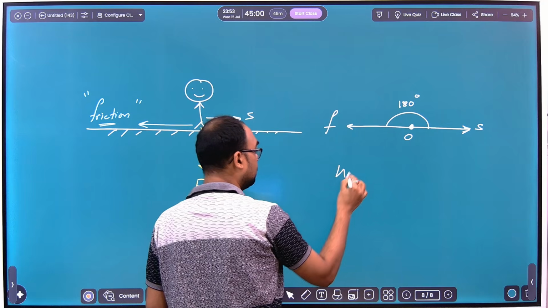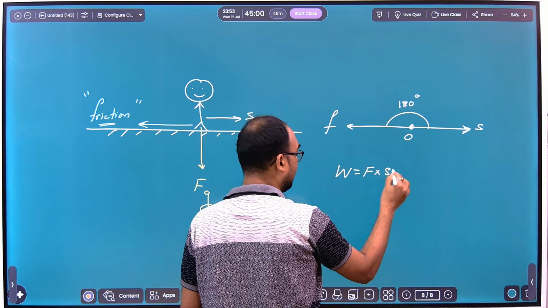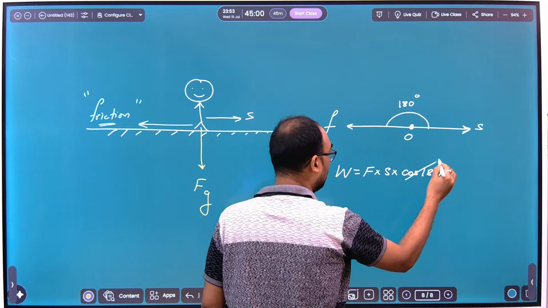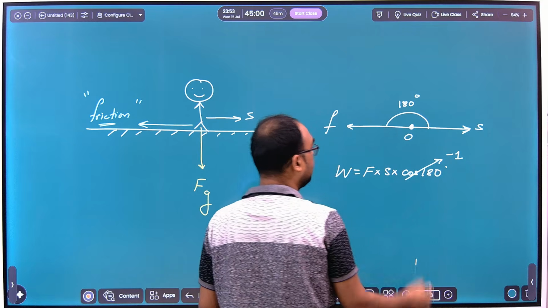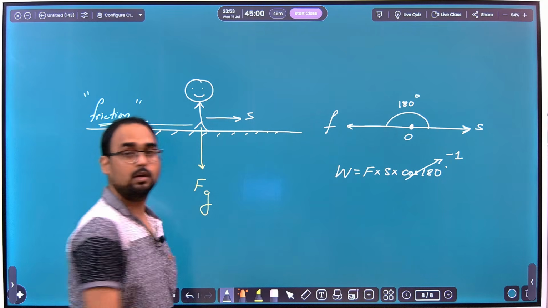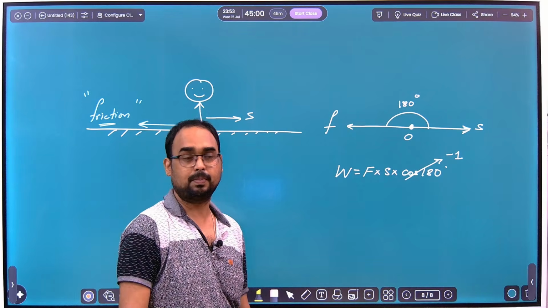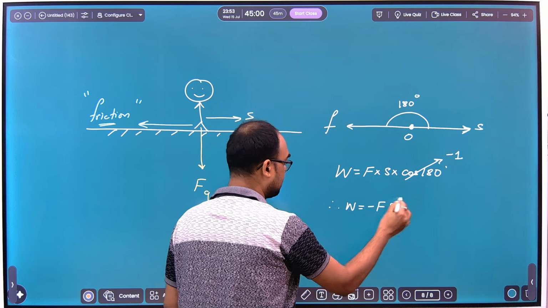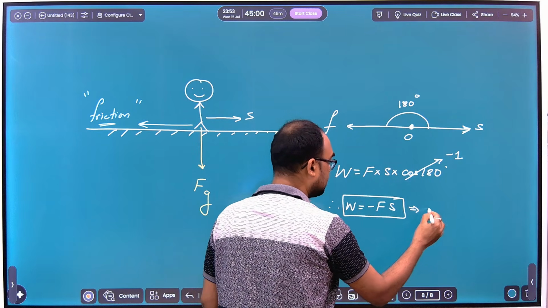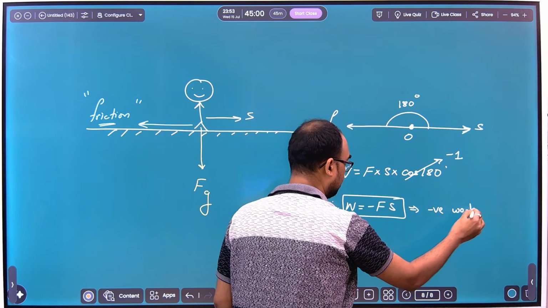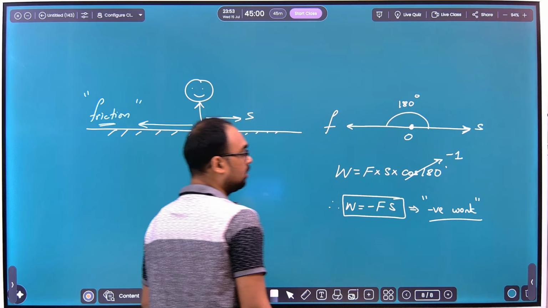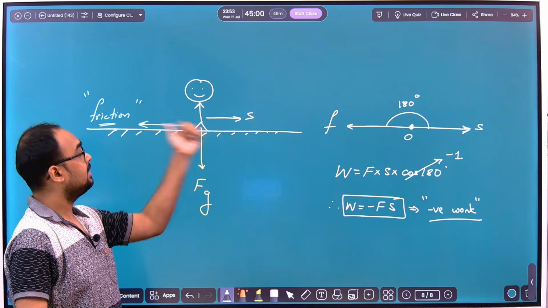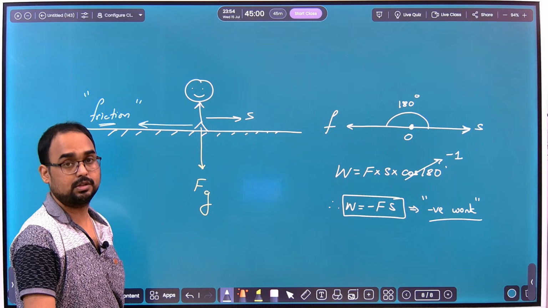So work done is equal to F into S into cos 180 degrees. Now let me remind you, cos 180 is equal to minus 1. Hence, work done equals minus Fs. So the first time you have got a negative work is when the displacement is against the force of friction.